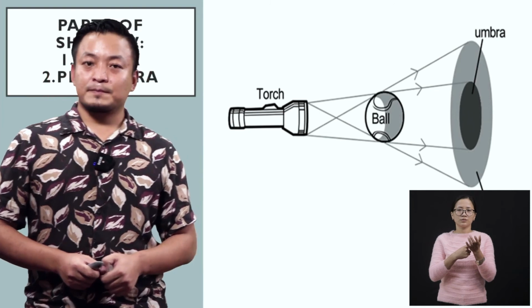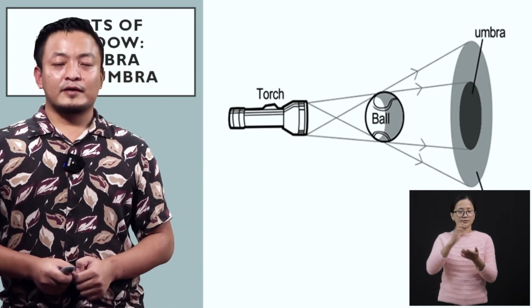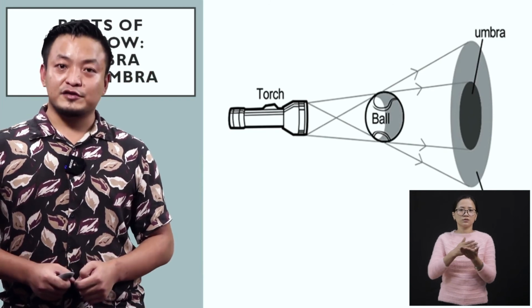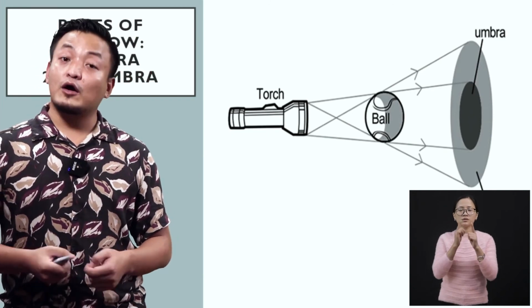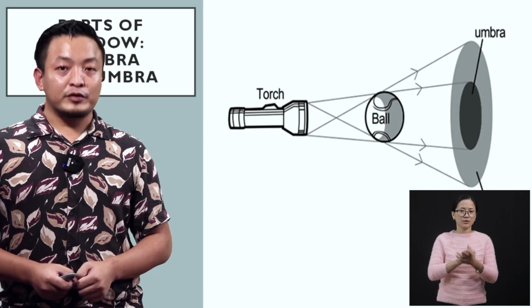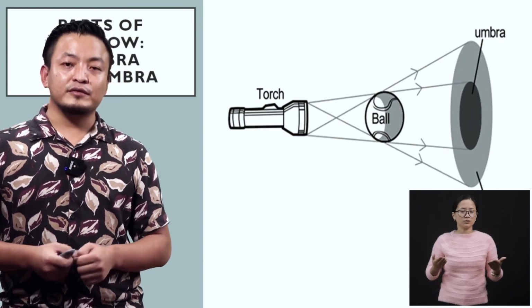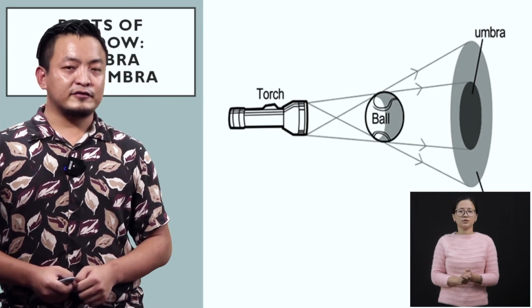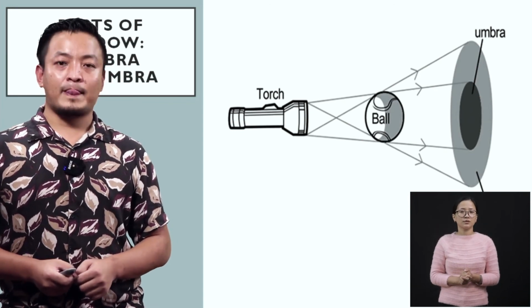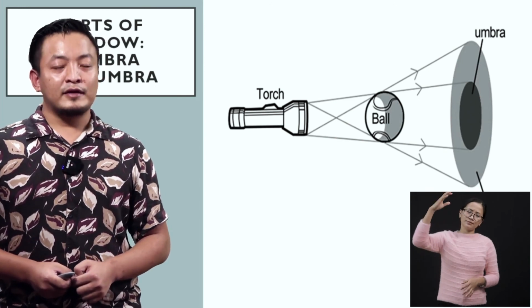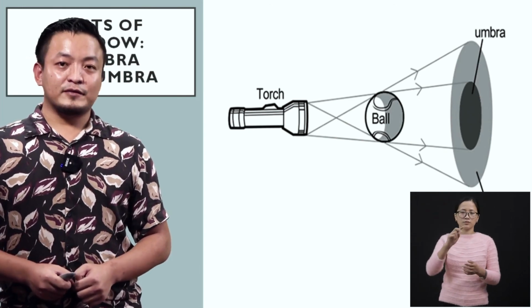So dear students, in the first part of this chapter, we have learned about the parts of shadow. We have discussed how shadows are formed. We have discussed the three important bodies: transparent, translucent, and opaque. And we have discussed the importance of light. Now, in the next part of this chapter, we will discuss about eclipse.